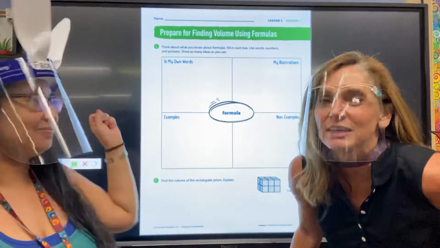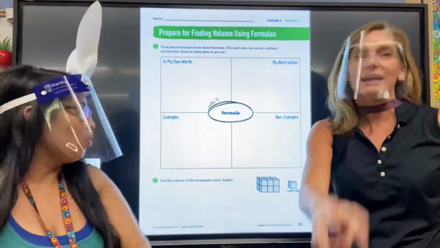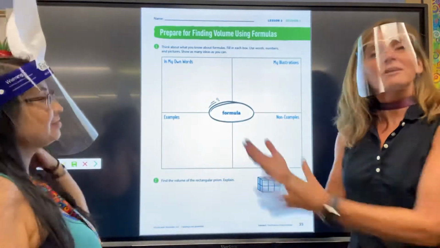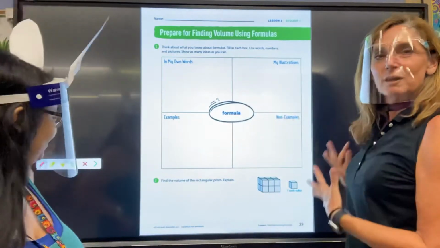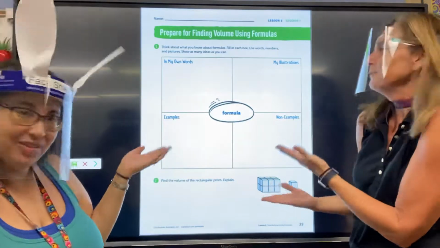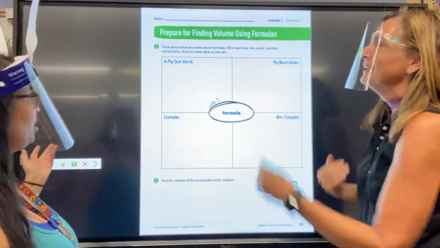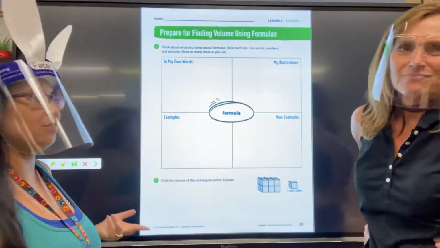More time for video 3. We're on pages 35 and 36. Awesome. And of course, we know this is always everyone's favorite page with our graphic organizer. And today we're talking about formula. So, in our own words, what is a formula?